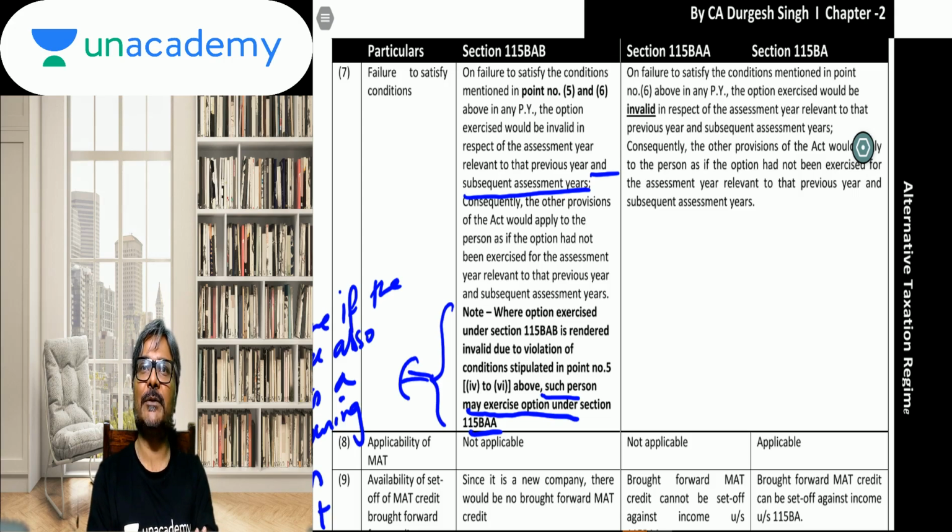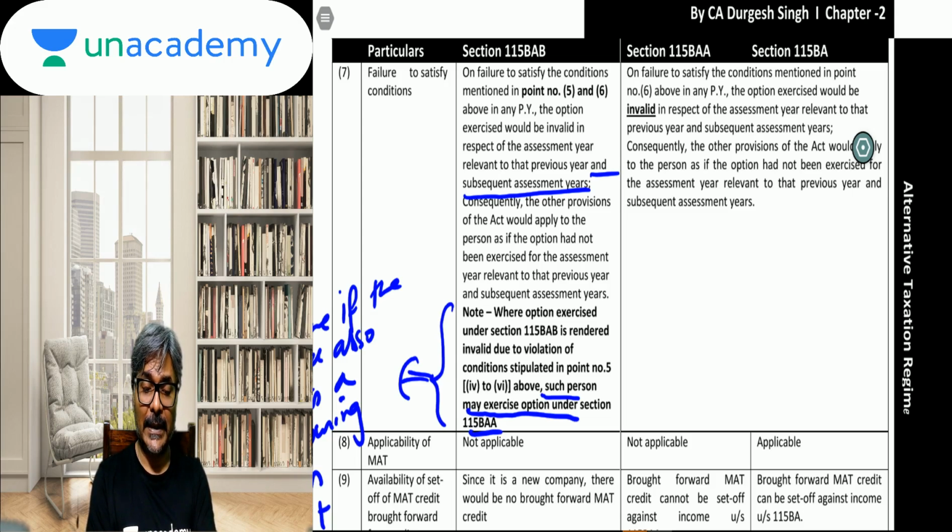So, what does it imply, students? The option exercised would be invalid in respect of this year and subsequent AYs. So, it means that now you cannot come to 115BAB. Consequently, the other provisions of the Act would apply to the person. So, it means normal provisions will apply. But see the note. What is the note?